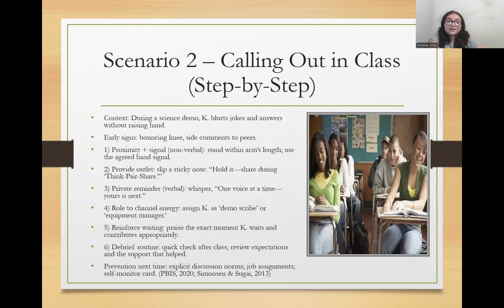Provide a private reminder, verbal whisper, one voice at a time. Number 4, role to channel energy. Assign Kay as a demo scribe or equipment manager. Like let's say you have classroom roles, that's something you can do. Number 5, reinforce waiting. Praise the exact moment Kay waits and contributes appropriately. And then 6, debrief routine. Quick check after class, review expectations, and support that helped.